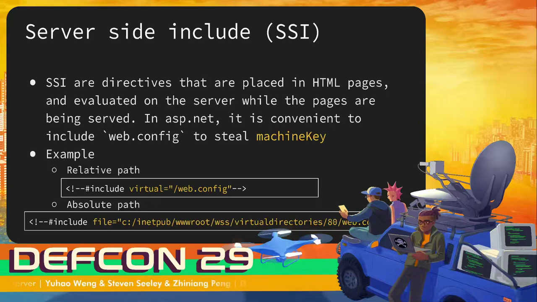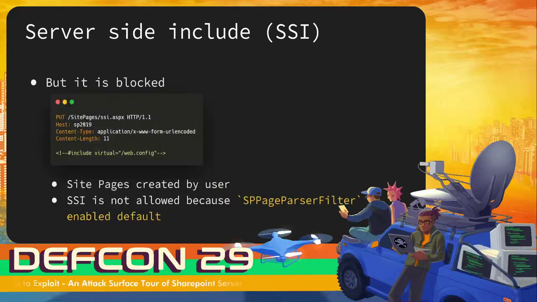Server-side includes are directives placed in an HTML page and evaluated on the server while the page is being served. In ASP.NET, it's convenient to include web.config to steal the machine key, but it is blocked by default, in most cases at least. When you make an ASPX page on the server and try to include web.config, it is not allowed because the SPPage parser filter is enabled by default and it blocks the include. It's a safe page and doesn't allow it.